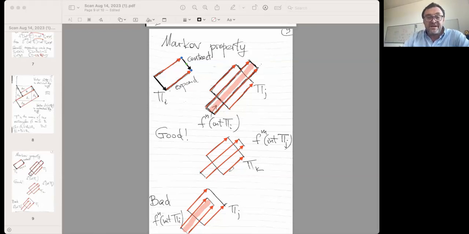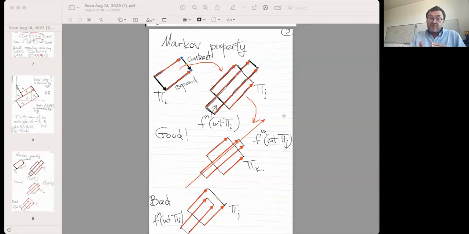Let's see, let me give it a try. Suppose pi I is mapped into pi j, and suppose pi j is mapped to pi k. Let us try to imagine how pi I will look if we apply both maps. My claim is that the way pi I will look is the following. Pi I is going to be something very, very thin and very, very long. But the key words, it will cut all the way through.